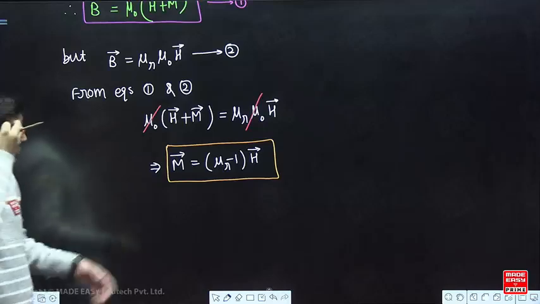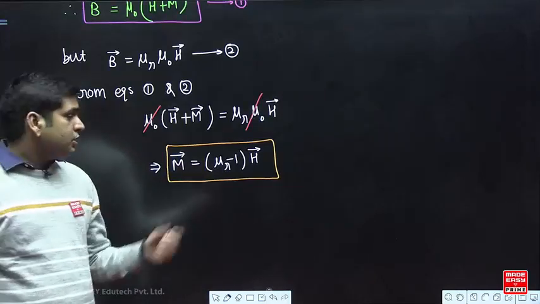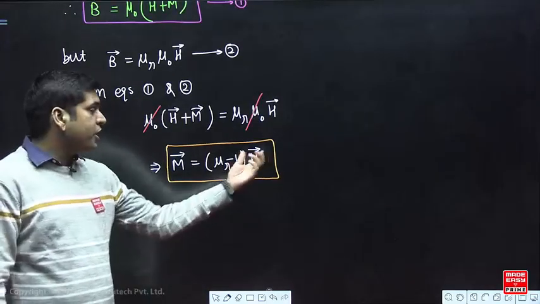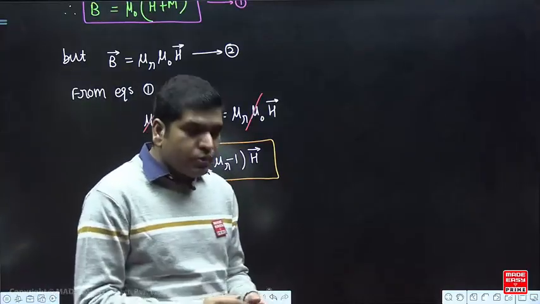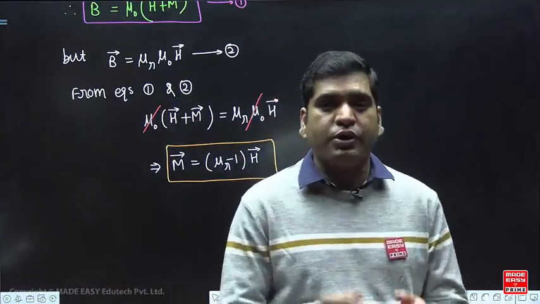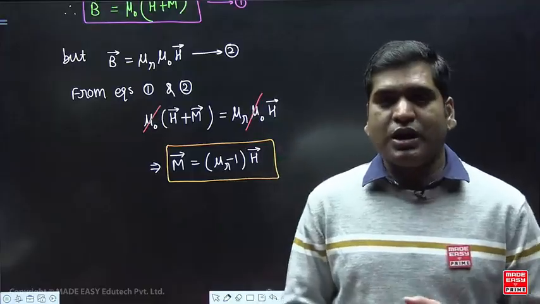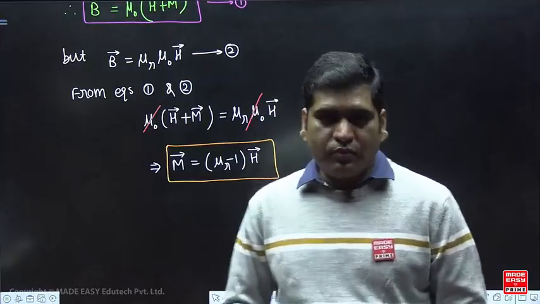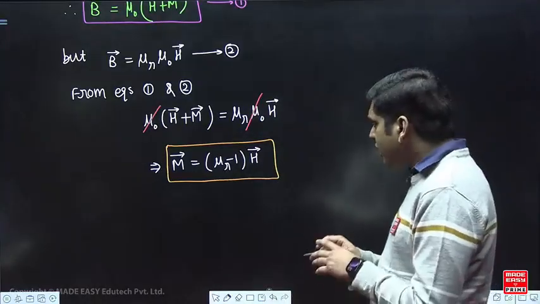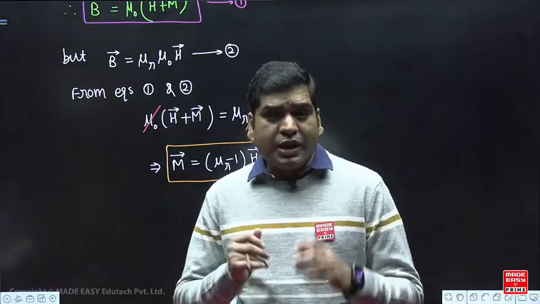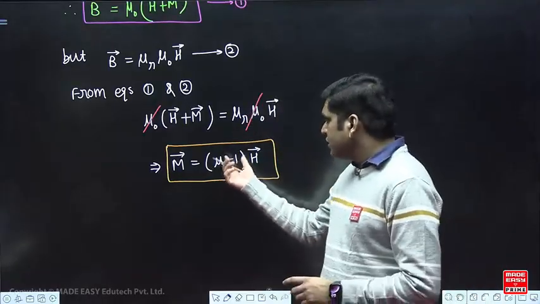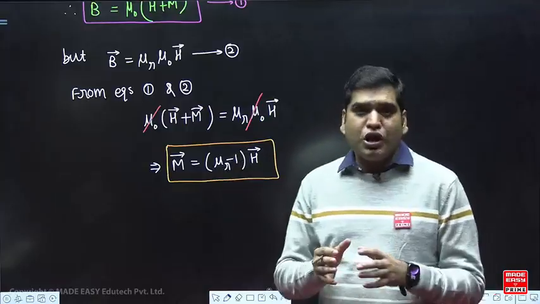Is that if mu r is equal to 1, then 1 minus 1 is 0. No matter whatever field you are applying, magnetization is 0. And that's why I said that vacuum is purely non-magnetic, because mu r is equal to 1 for vacuum. But apart from vacuum, for any other material, mu r cannot be equal to 1. And if it is not equal to 1, then this mu r minus 1 is a non-zero value.